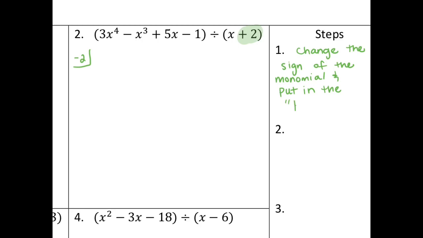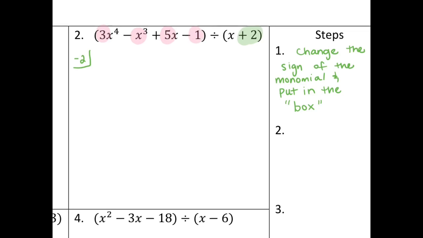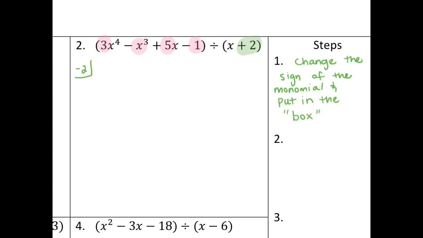Then after that, we are going to consider all of the leading coefficients. So I have 3, -1, 5, and -1, but be careful. Notice that there is a missing quadratic term. So we're going to have to make sure we put in a placeholder of 0, just like with long division.